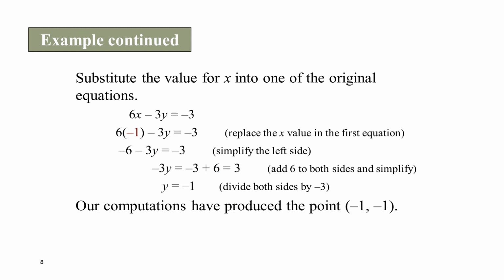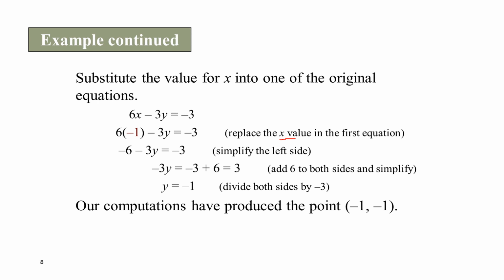Alright, substitute the value of x into one of the original equations. This time we use this one, but whether first or second, you get the same result. 6x minus 3y equals negative 3. So 6 times negative 1 minus 3y equals negative 3. Just replace the value of x. 6 times negative 1 is negative 6, then bring down negative 3y equals negative 3.